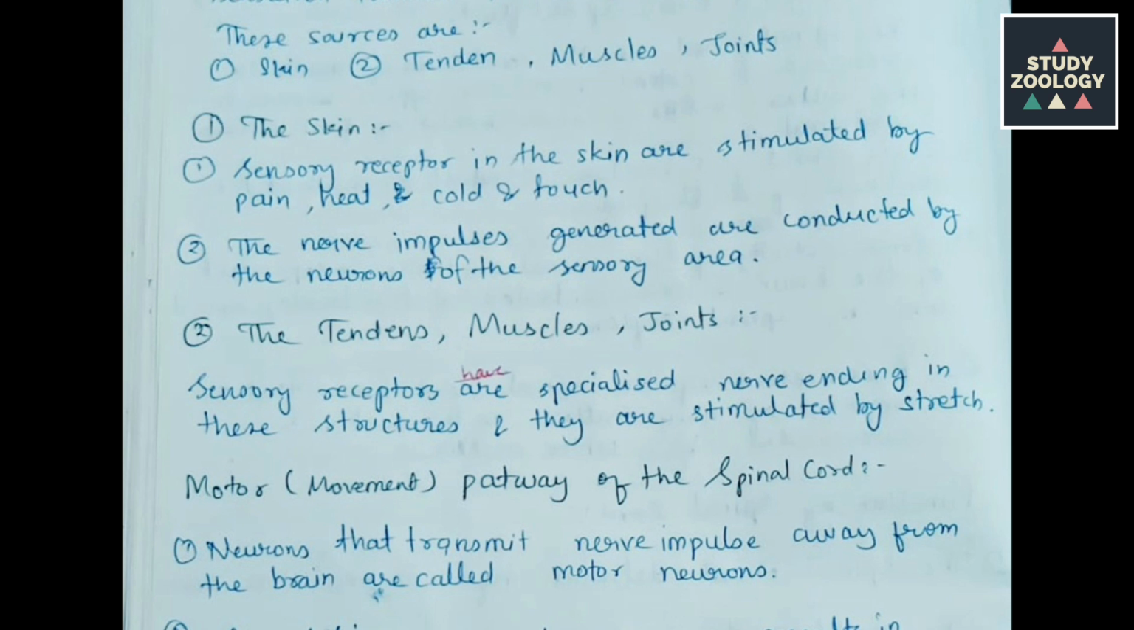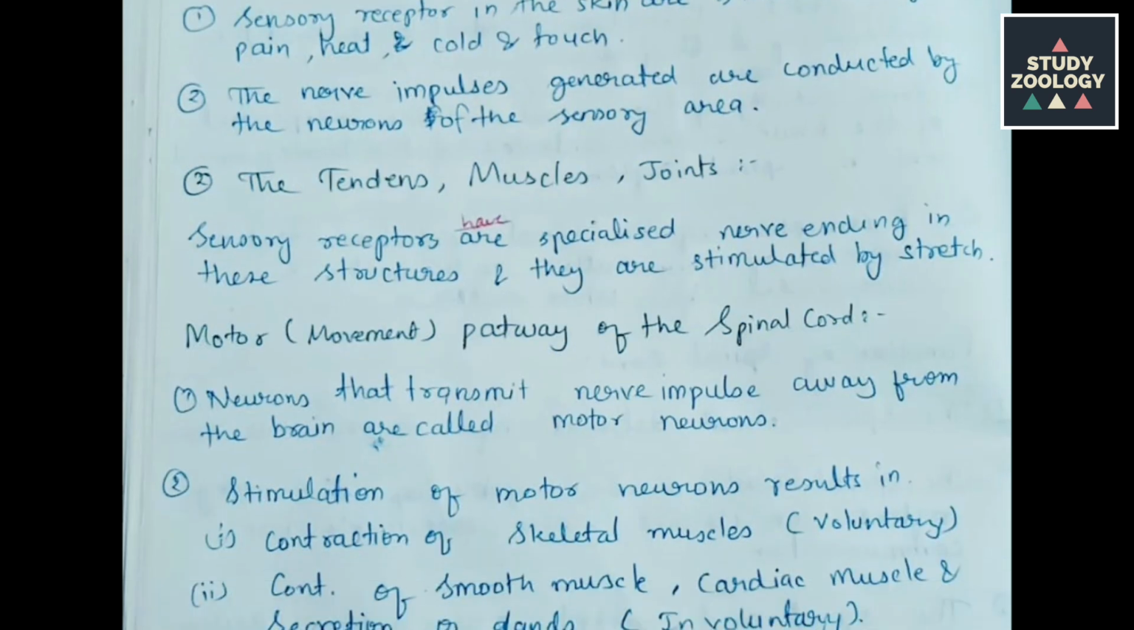First is the skin. Sensory receptors in the skin are stimulated by pain, heat, cold and touch. The nerve impulses generated are conducted by the neurons of the sensory area. Second is tendons, muscles and joints. Sensory receptors have specialized nerve endings in these structures and they are stimulated by stretch.